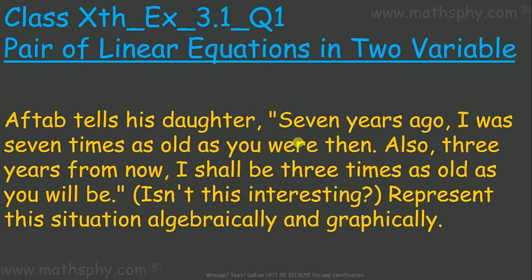This question says, Aftab tells his daughter, 7 years ago, his age was 7 times more than her age, and after 3 years, his age would be 3 times more than her age. Now we have these two situations, 7 years ago and 3 years after. We have to represent this situation algebraically, and then we have to put that into a graph.